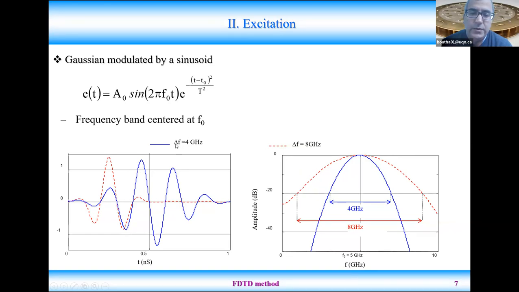So it's a delta F. Sorry, it's not. So we can control the delta F, and depending on the delta F, we can control the bandwidth around the frequency F naught. So the solution, we will get it around a certain frequency F naught.